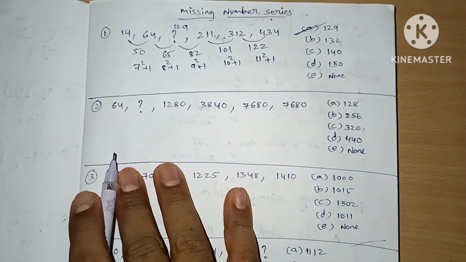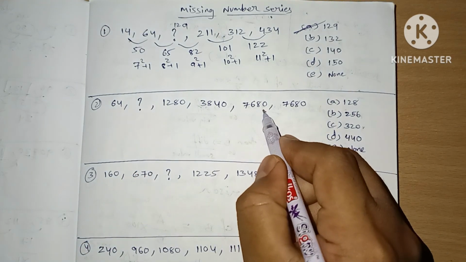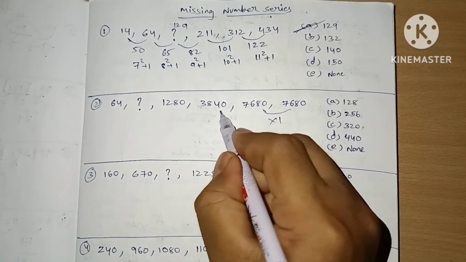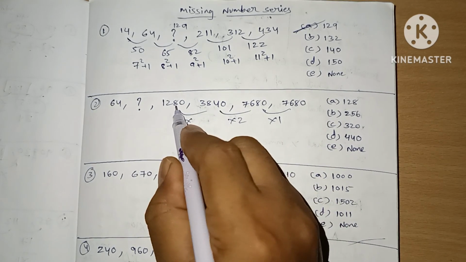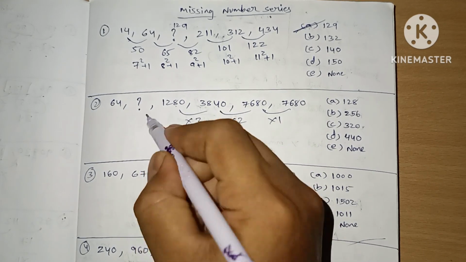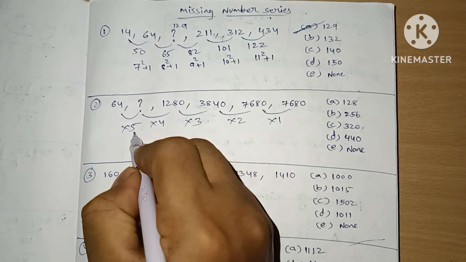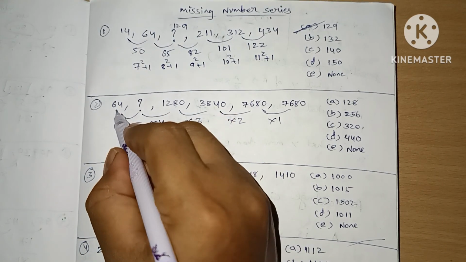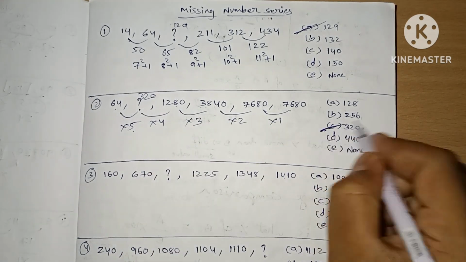Next, second question. Here it is into 1 times. It is into 2 times. This becomes 3 times. So it must be into 4 times and it must be into 5 times. 64 into 5 times will be half of this one into 0, 320. So the answer will be 320, option C.